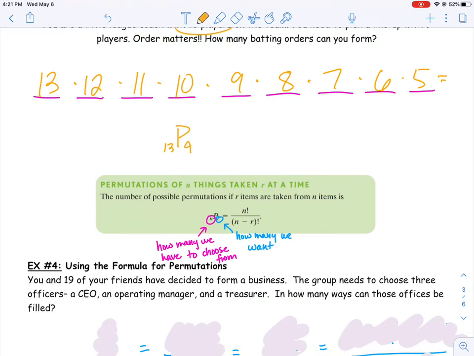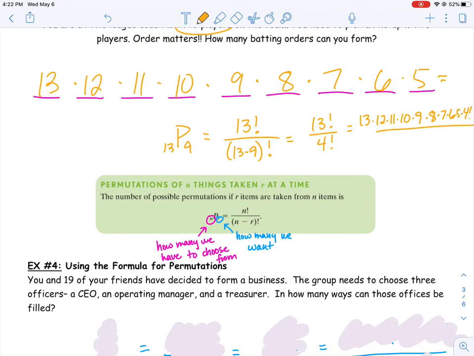The formula then says that we're going to do our N factorial. So in this case, it would be our 13 factorial. On the bottom, we have an N minus R factorial. Our N was 13, our R was 9, and then we want to take the factorial of that number. So if we were simplifying this a little bit, we have a 13 factorial on the top, and we have a 4 factorial on the bottom. Just like our example from the last video, can we say 13 times 12 times 11 times 10 times 9 times 8 times 7 times 6 times 5 times 4 factorial?